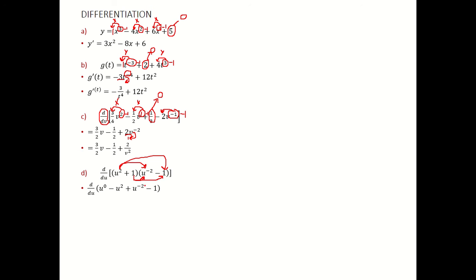All right, now you realize as well that this u exponent of 0 is 1 minus 1 is 0, so I'll be left with minus u squared plus u to the exponent of minus 2. And this is what you will have.